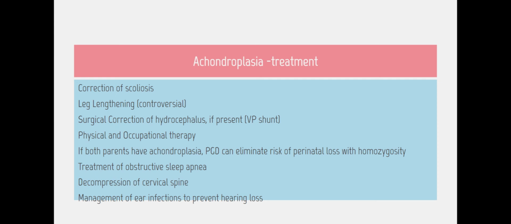a painful procedure. Surgical correction of hydrocephalus, if it's present in the newborn, and you would do a ventriculoperitoneal shunt, outside the scope of this class, but you would want to drain that fluid. Physical and occupational therapy. If both parents have achondroplasia, pre-implantation genetic diagnosis can eliminate the risk of perinatal loss.